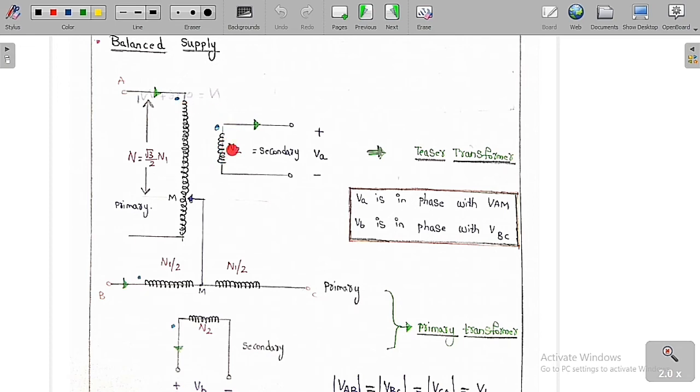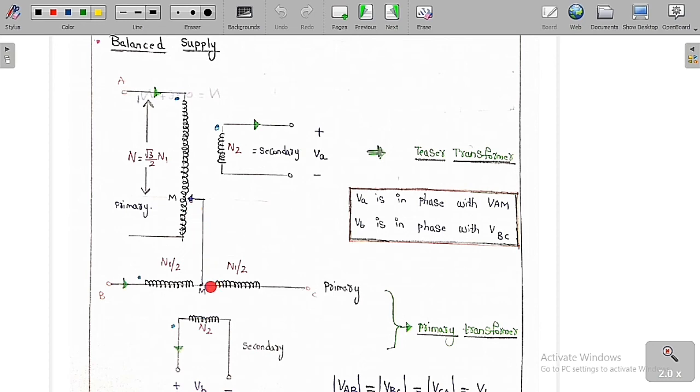Now here we are going to have three terminals: terminal A, terminal B, and terminal C. This is the primary winding of the TZ transformer and this is the primary winding of the main transformer, so we give the three-phase balanced supply to terminals A, B, and C. And this is the secondary of the TZ transformer, and this is the secondary of the main transformer. Let me assume the voltage across the TZ transformer is plus or minus VA, and the voltage across the main transformer is plus or minus VB, positive at the dotted terminal.